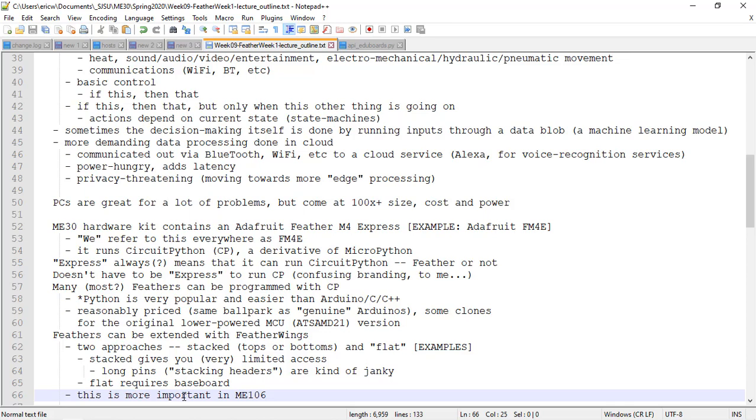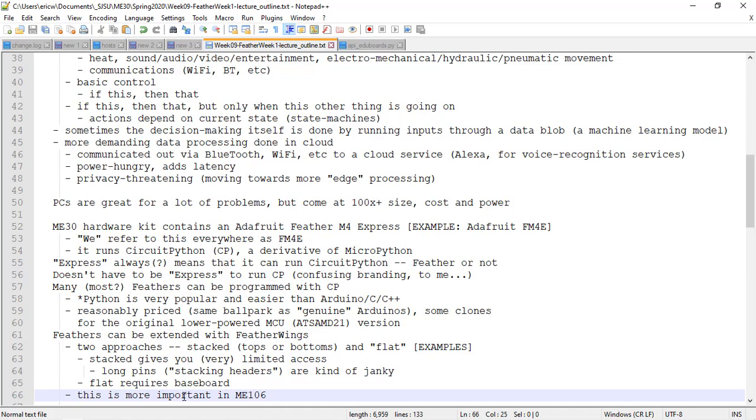So there are boards that don't have Express in the name that are capable of running CircuitPython. So if you were to buy another Feather, because it has other features, which we may talk about later, like Bluetooth or Wi-Fi natively, just because it doesn't say Express doesn't mean it can't run CircuitPython. So you have to look at the product description a little more closely.